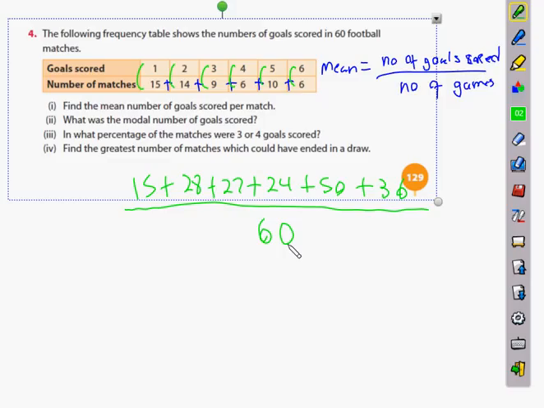So we're going to get 43, 70, 94, 144, 180. 180 divided by 60 gives me 3. Now, guys, there's another way of doing this. So we know there's a mean of 3 goals. Now I'm going to show you another way.